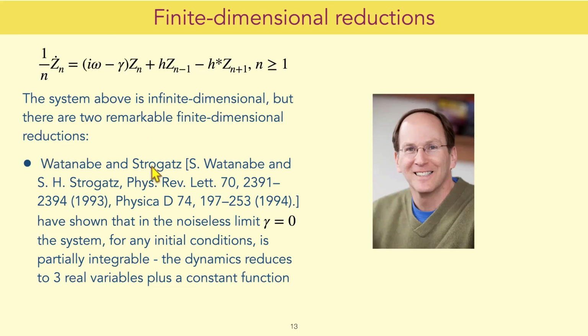The first one is due to Watanabe and Strogatz. Watanabe at that time was a PhD student of Steve Strogatz, and unfortunately I haven't found his photo on the internet. But in these two remarkable papers 30 years ago, they have shown that in the noiseless limit, gamma equal to 0, you can reduce the system to 3 real variables and a constant function which depends on the initial conditions. So it is some kind of partial integrability, but it is valid only in the so-called conservative case without damping.